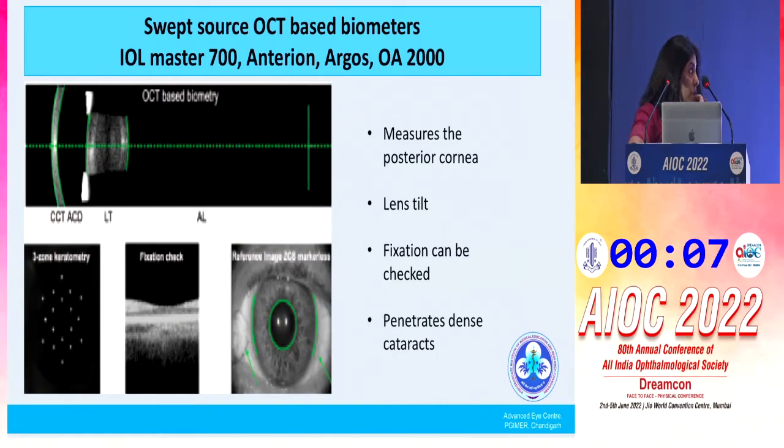The last thing I mentioned is that swept source OCTs are used for biometry, such as the IOL Master 700 and the anterior segment of the Argos. These are supposed to be much more predictable because they measure the posterior cornea as well. They can show you the lens tilt because it is an OCT. Fixation can be checked, and it penetrates dense cataracts much better than your other biometers, which were partial coherence interferometry based.